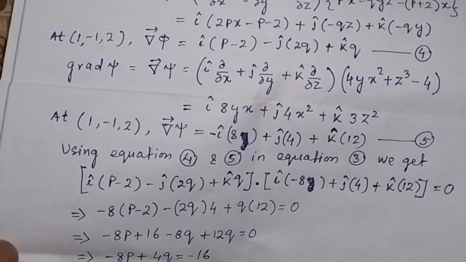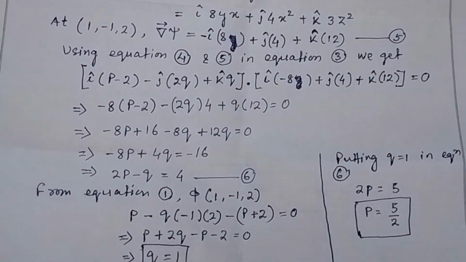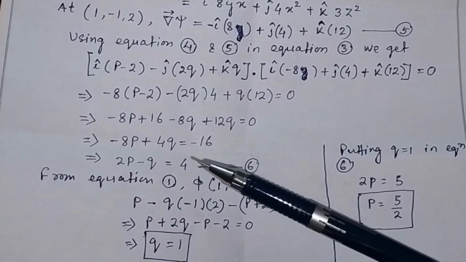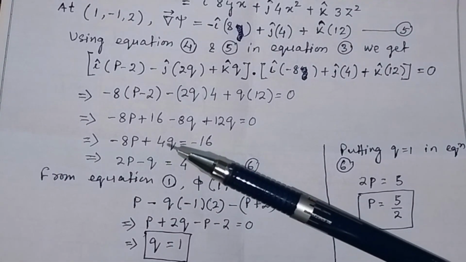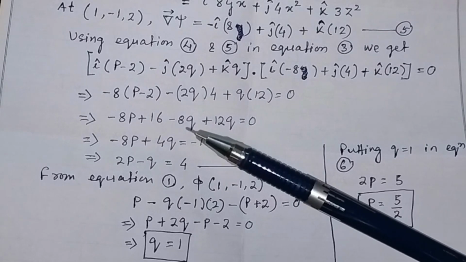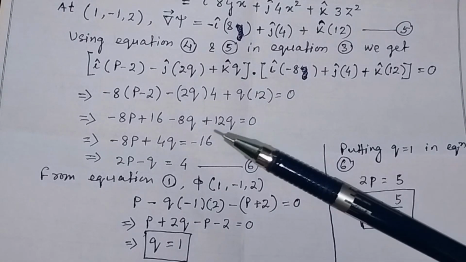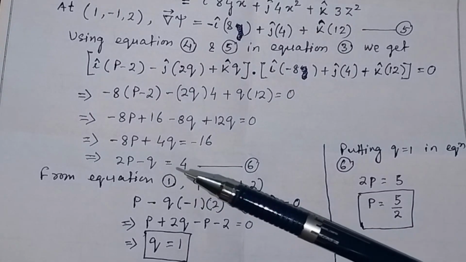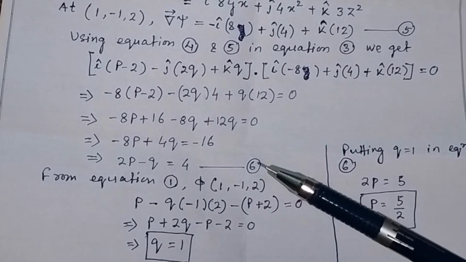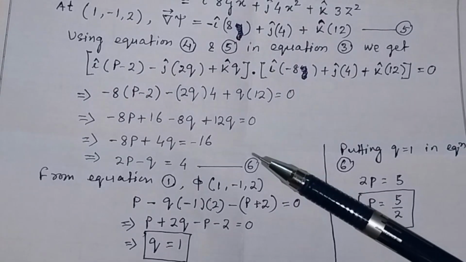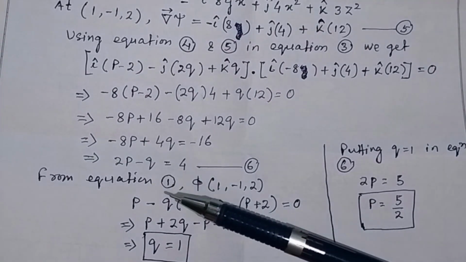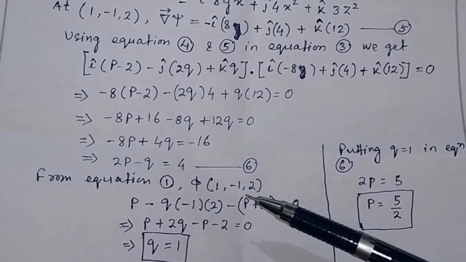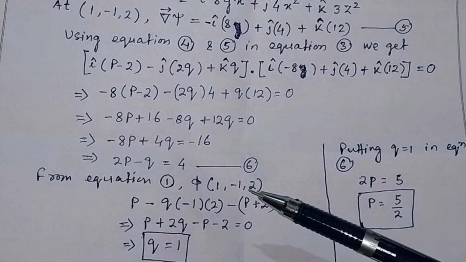So if you solve it, you will get minus 8p, then minus 8q plus 12q, so plus 4q, that will be equal to minus 16. So 2p minus q will be equal to 4. Suppose this is equation number 6. So to find the value of p and q, you put the given condition, that the two functions are orthogonal at (1, -1, 2).